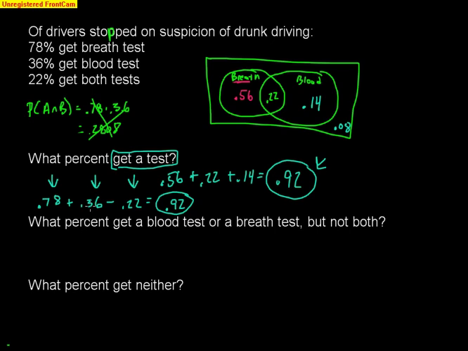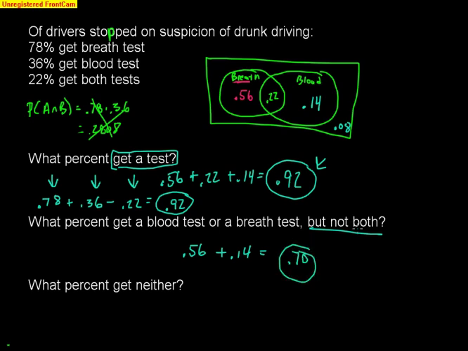What percent get a blood test or a breath test but not both? So not both. So that would be the 0.56 that gets strictly breath test plus the 0.14 that gets strictly the blood test. So 0.56 plus 0.14, that would be the 0.70, or 70% get blood or breath, not both. So I'm just getting rid of that not both there.